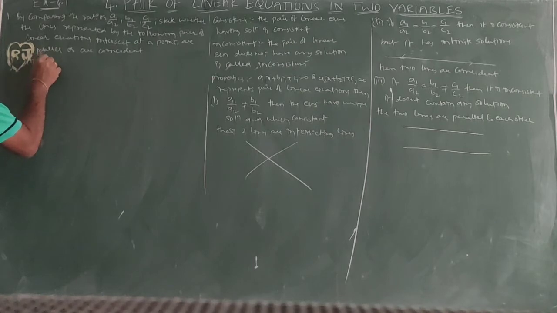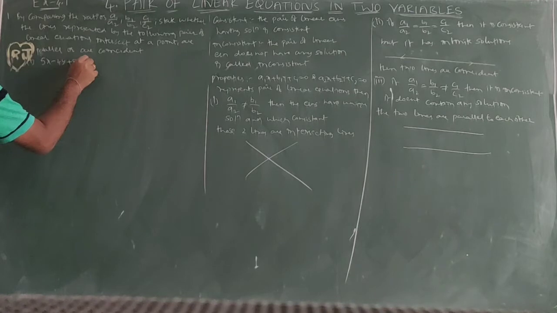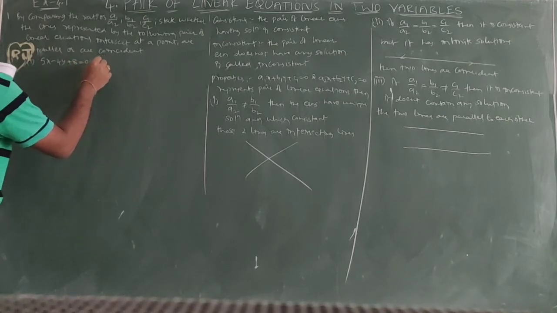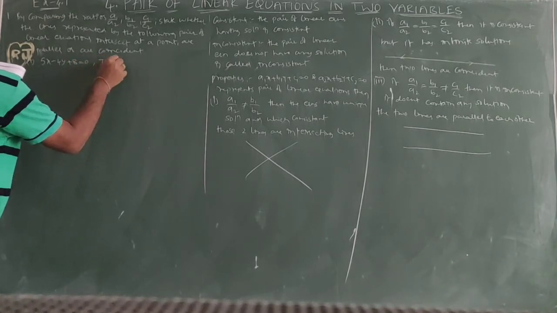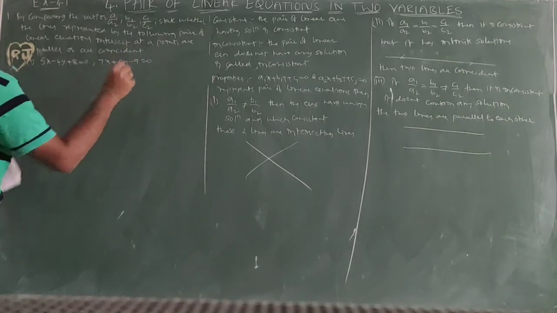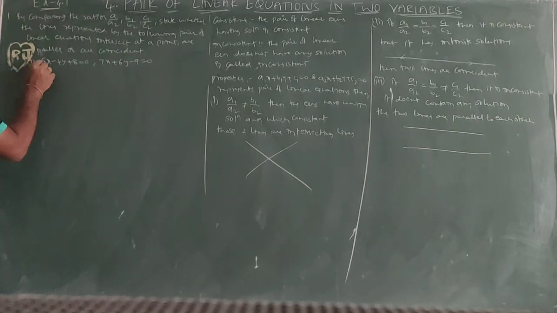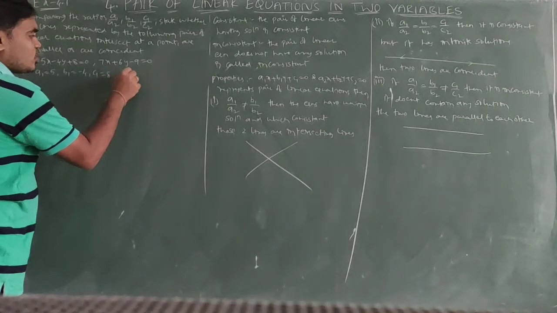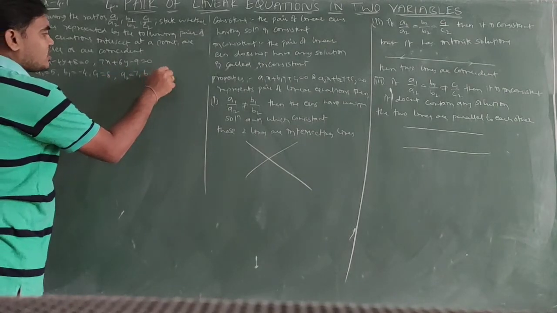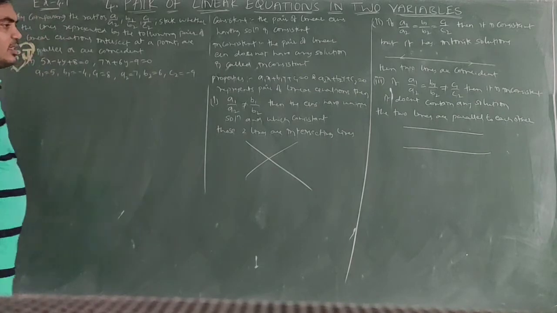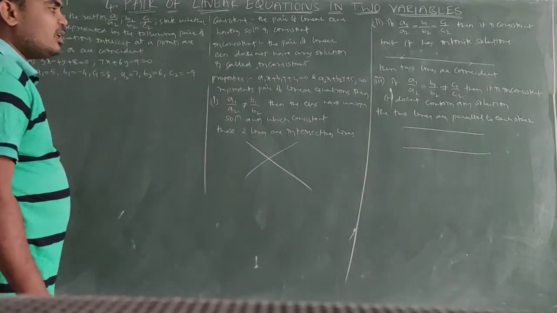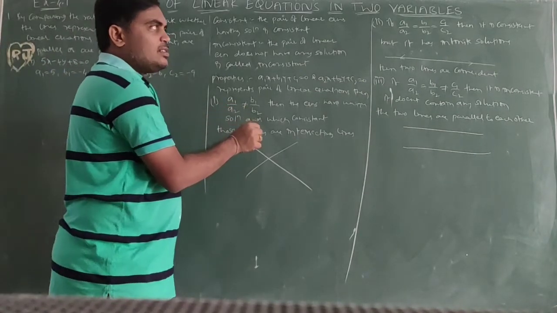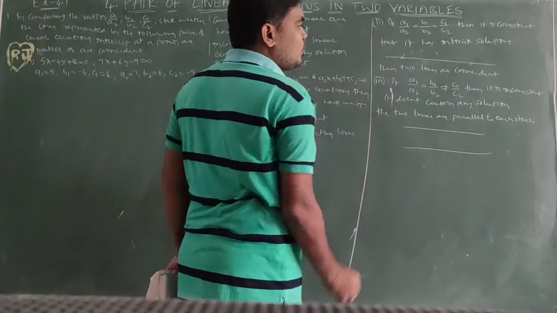First one, 5x minus 4y plus 8 equal to 0, comma 7x plus 6y minus 9 equal to 0. So these are the equations: A1 is 5, B1 is minus 4, C1 is 8, A2 is 7, B2 is 6, C2 is minus 9. So I want to check first, then if it is not equal, it ends there. If it is equal, there will be two more conditions.